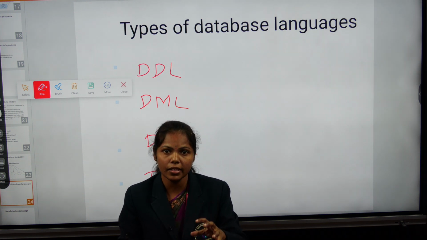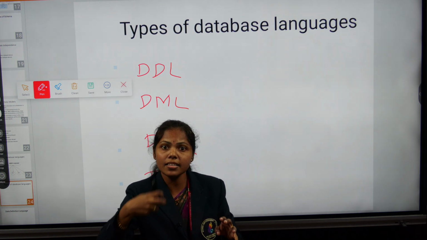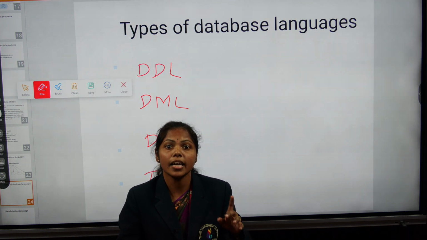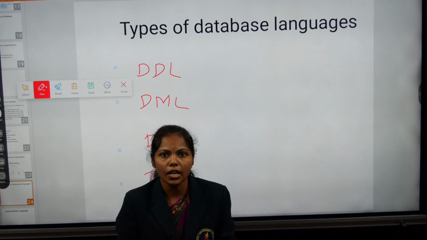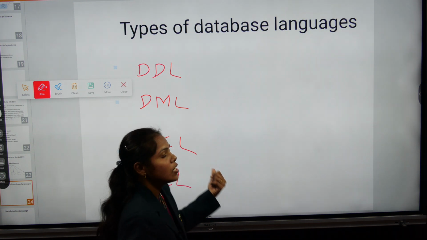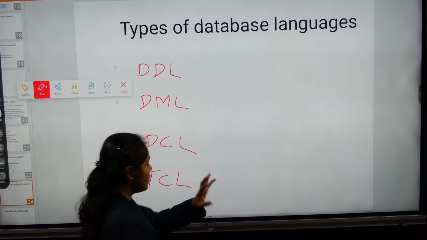Because we are storing the data in one place in this database, that data will be accessed by multiple users at the same time. This can be achieved by using a concurrency control protocol. So this is the language used to control the data which is stored in one database.